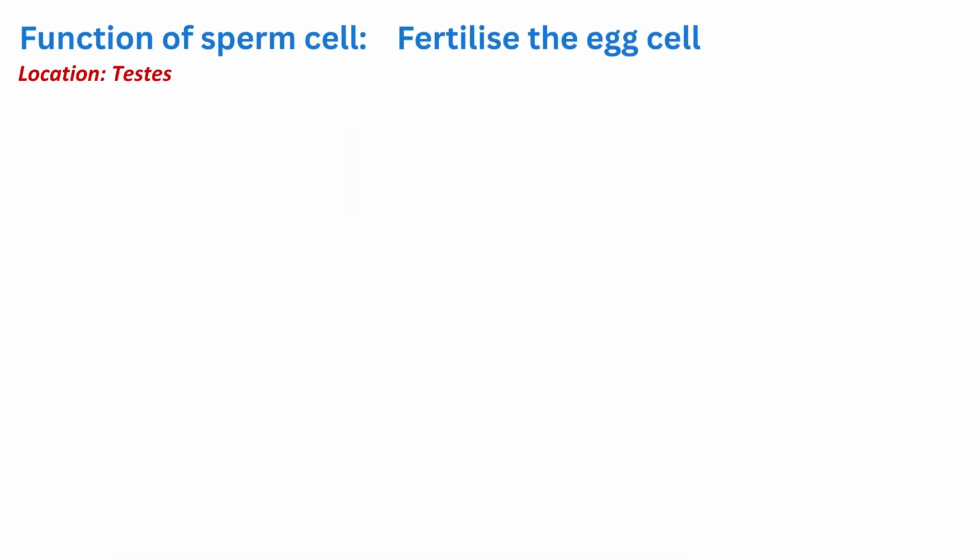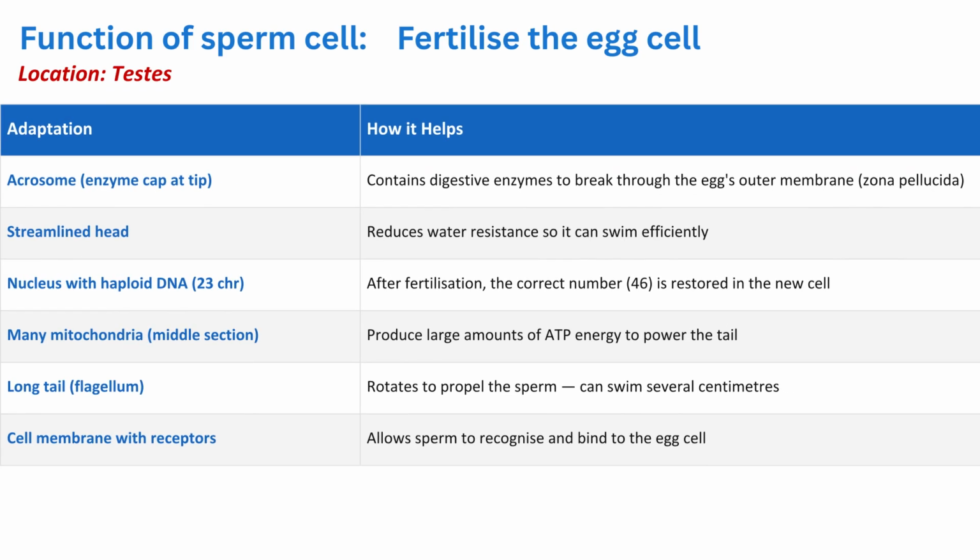Now let's connect its function with its structure. The first is the acrosome, which is an enzyme cap at the tip containing digestive enzymes that break through the egg's outer membrane called the zona pellucida. The streamlined head reduces water resistance, allowing the sperm to swim efficiently. Inside the nucleus, there's haploid DNA, and after fertilization, the correct number, 46, is restored in a cell. 46 is formed as a result of 23 plus 23.